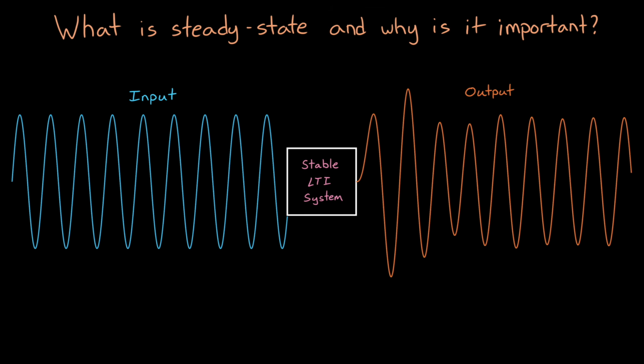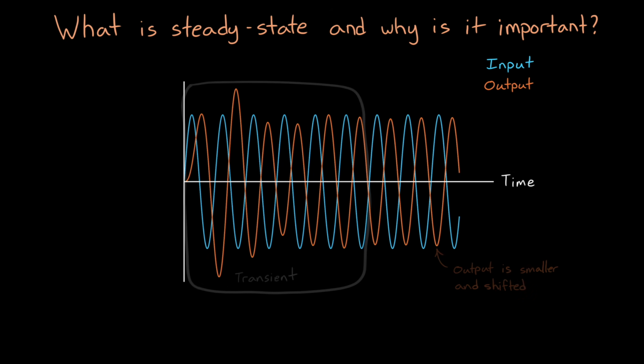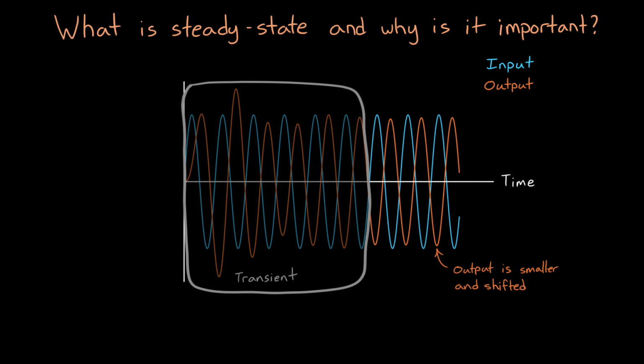And we can see it more clearly here if I plot the input and the output on the same graph. After the transient period, the output is scaled slightly smaller than the input, and then it's shifted almost completely out of phase. Now that's one of the fundamental properties of a linear time-invariant system. A sine wave in equals a sine wave out at the same frequency. But again, it's after things settle down.